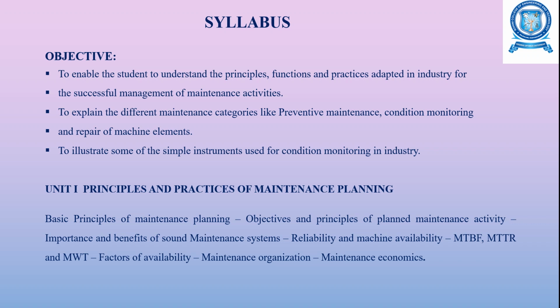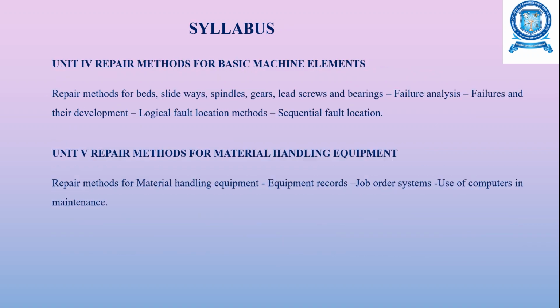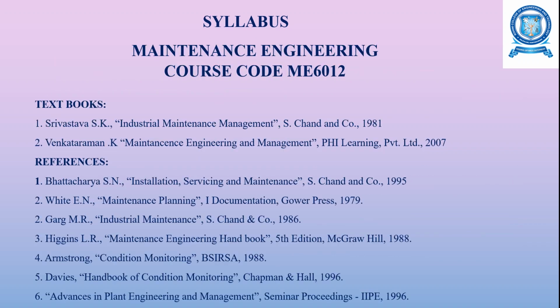And regarding the syllabus for Unit 1, Principles and Practices of Maintenance Planning: basic principles of maintenance planning, objectives and principles of planned maintenance activity, importance and benefits of sound maintenance systems, reliability and machine availability, MTBF, MTTR and MWT, factors of availability, maintenance organization and maintenance economics. So these are all the textbooks for this maintenance engineering course and the reference books.